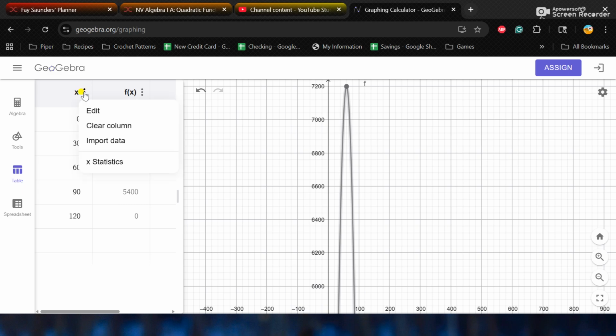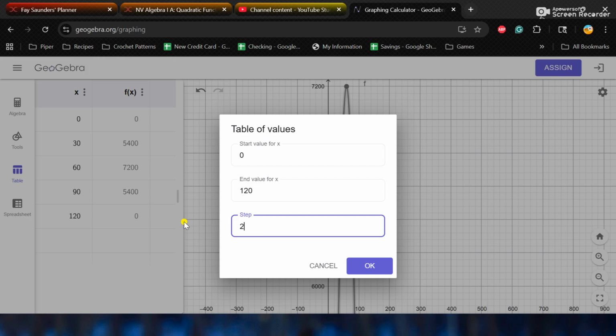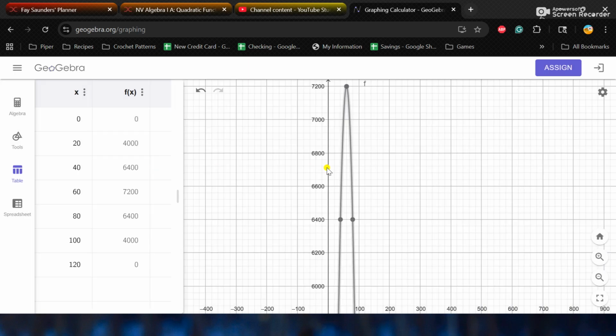Let me see if I can change that. Edit. Okay, let's go by 20s and see if that gives us better options. Okay, so we have 0, 0, 24,000, and then it does like 50 and then 60. I don't know why it's doing this randomness. But 60 is 7,200, and this is our maximum, or as they call it, extremum. So we have an x-intercept here and an x-intercept here, which is the information that we want. So the maximum area of Miss Cato's garden may be 7,200 square feet.